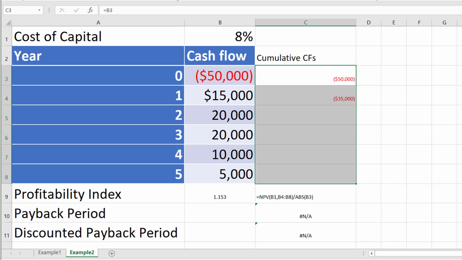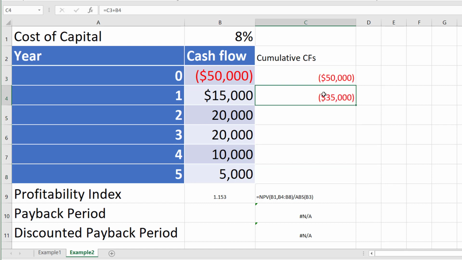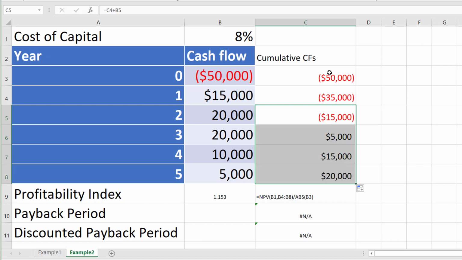Let me increase that font size so you can see it better. So that is the cumulative cash flow for year 1. To compute the cumulative cash flow for year 2, you have to add first year's cumulative cash flow to the cash flow of year 2. So this is how you compute the cumulative cash flow, and you can do this for all years, or you can grab the handle and drag it to the bottom, and it gives you the cumulative cash flow.